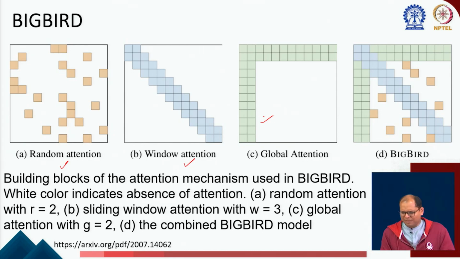So then what will happen? Each token will attend to some global tokens, some random tokens, and the window based attention, so some words before, some words after. So it has different kinds of attention spans. Like here you can have 2 tokens that you are attending randomly, a window of size 3, and global attention with 2 tokens. And this is how the combined model looked.